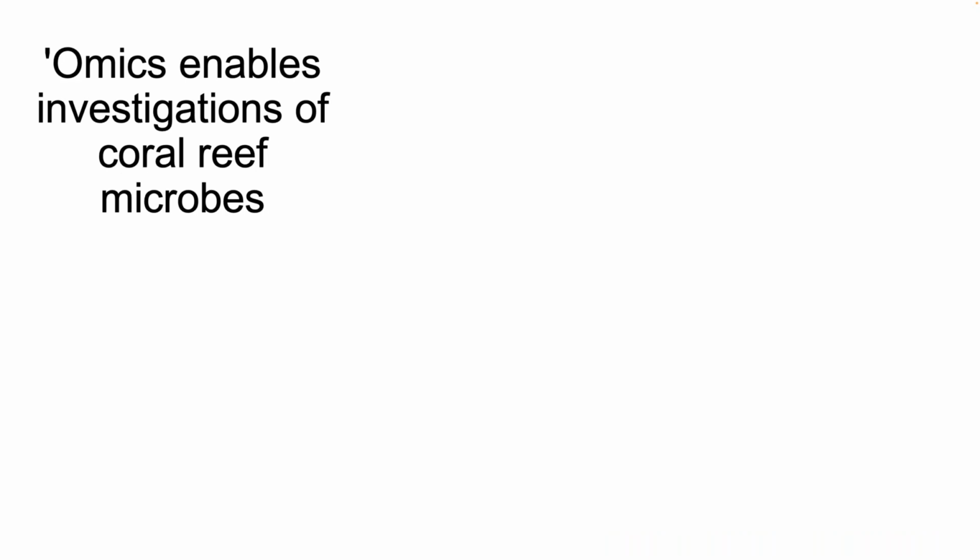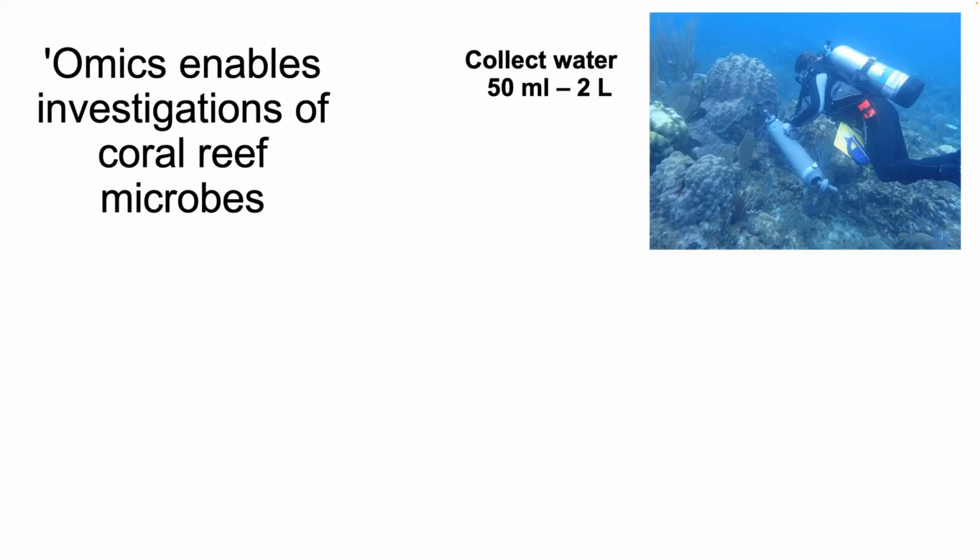So to get started, omics does enable investigation of coral reef microbes. You can see them under a microscope, but you really can't tell what they're doing by looking at them in that manner. So how do we use omics? Basically, we go out on reefs and we first collect water. Anywhere from 50 milliliters to 2 liters or even more is plenty of microbial biomass for our analyses.